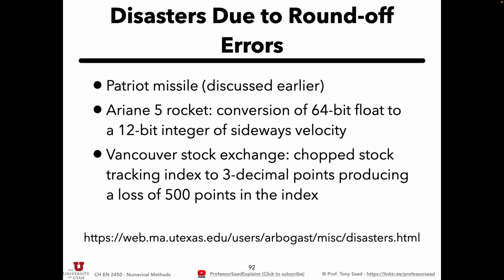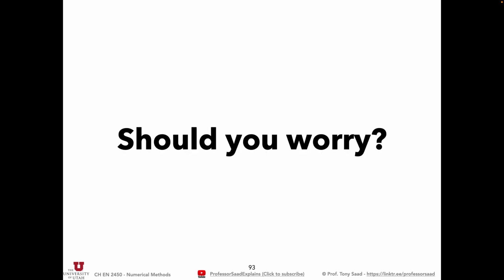A few other examples besides the Patriot missile. There's a web page dedicated to these round-off errors. There's one in the Vancouver Stock Exchange, which chopped the stock tracking index to 3 decimal points, producing a loss of 500 points in the index. That's like a drop of 50% of your investments. People lost a lot there, just for these tiny little errors. Okay. Now, should you worry?